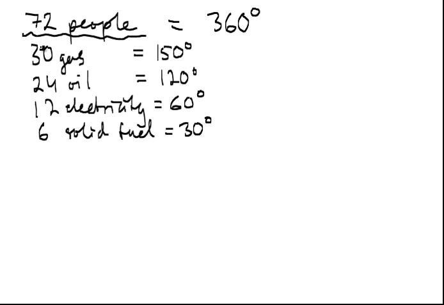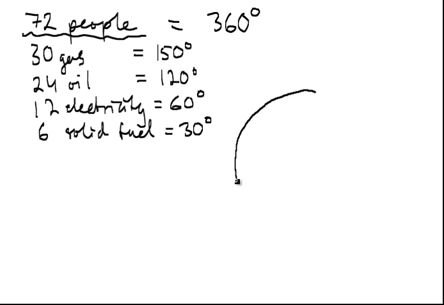So these numbers should add up to 72. Let's check. 30, 54, 66, 72. And these should add up to 360 degrees, if we have done everything correctly. 150, 120 is 270, 330, 360. So this is correct.